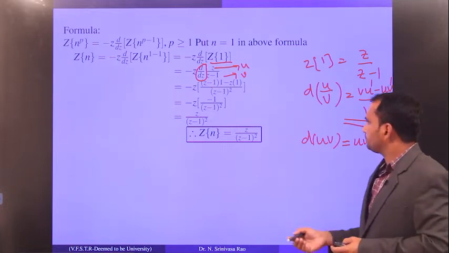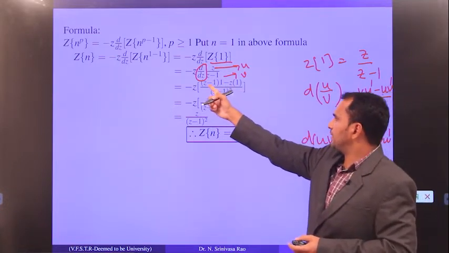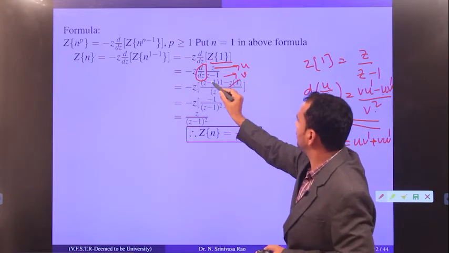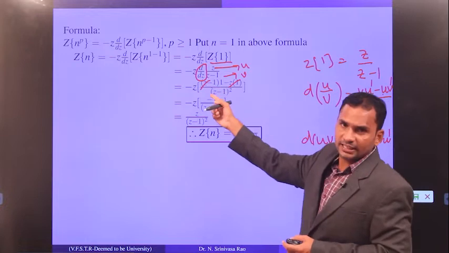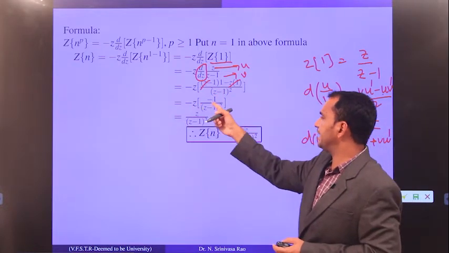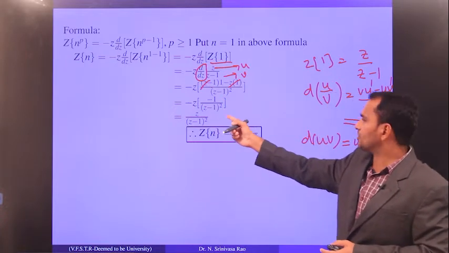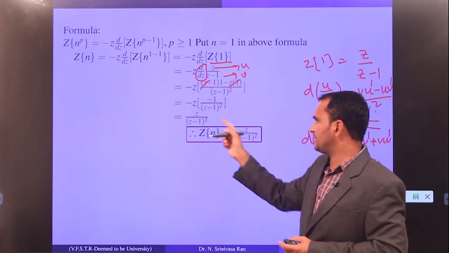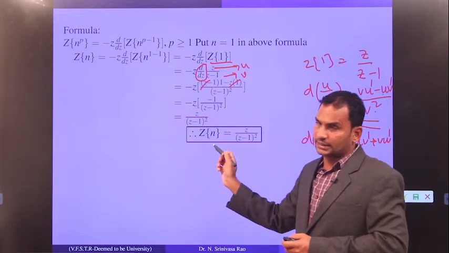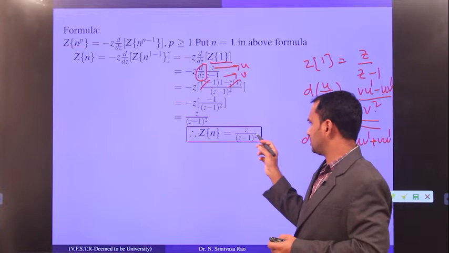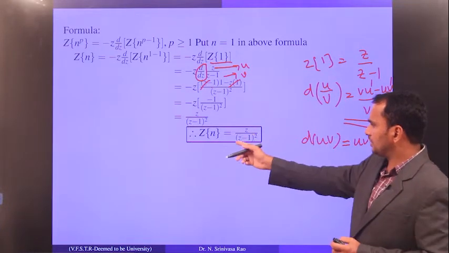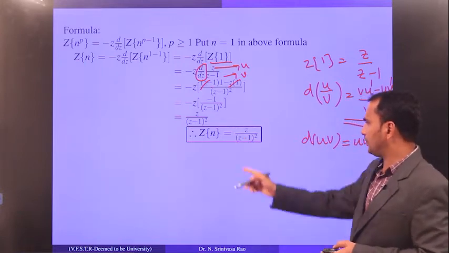Now once you simplify this, here z and minus z will get cancelled. So the only remaining term in the numerator is minus 1. Therefore minus z into minus 1 by z minus 1 whole square gives z by z minus 1 whole square. So this is the answer for the Z transform of n: z by z minus 1 whole square.